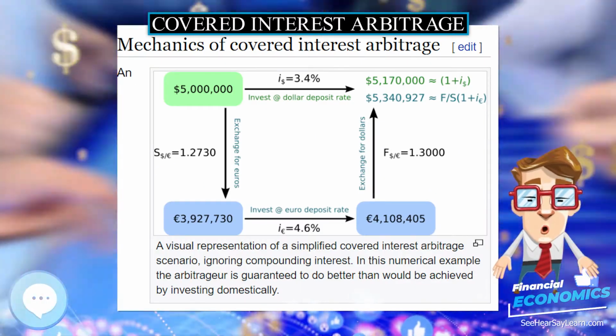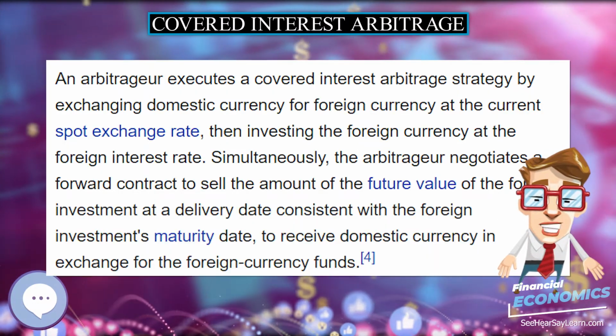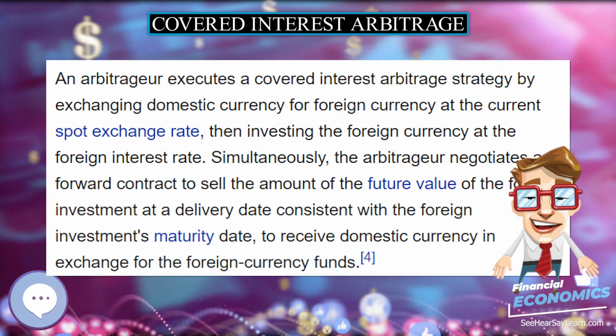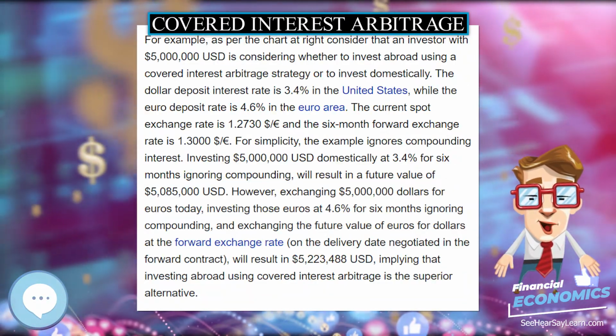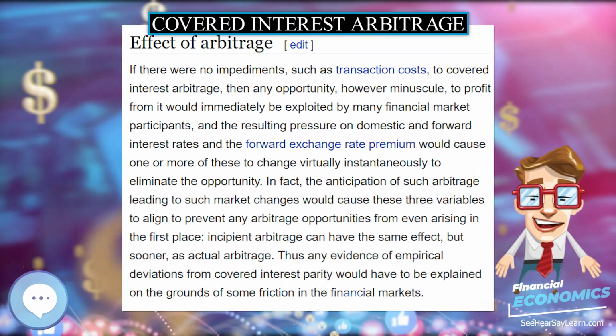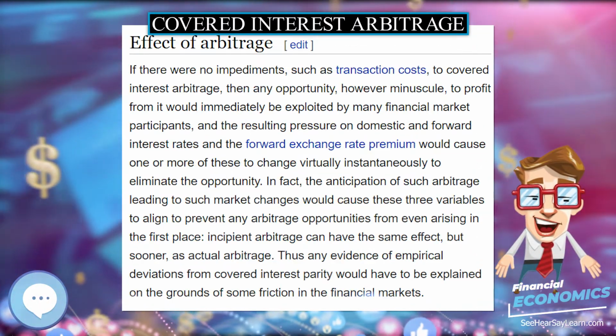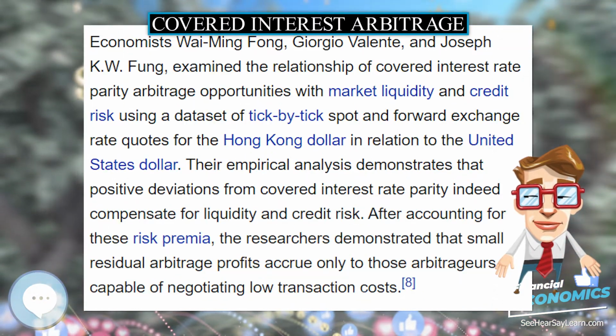Economists have discovered various factors which affect the occurrence of deviations from covered interest rate parity and the fleeting nature of covered interest arbitrage opportunities, such as differing characteristics of assets, varying frequencies of time series data, and the transaction costs associated with arbitrage trading strategies.